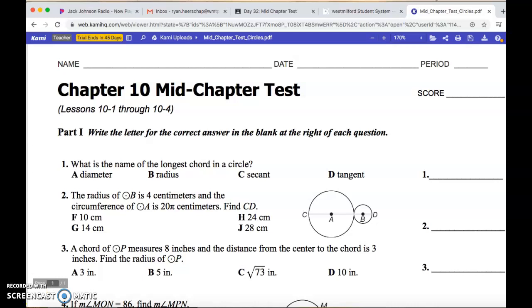Here we go. All right, so longest chord in a circle, longest chord, as you stretch it all the way across, you got one right here, diameter. All right, so that was good, so that's going to be an A for this guy.